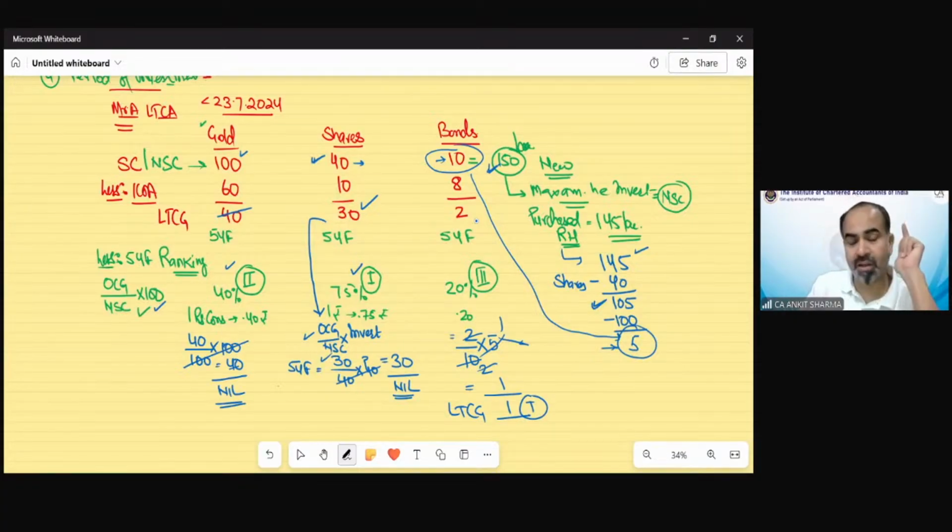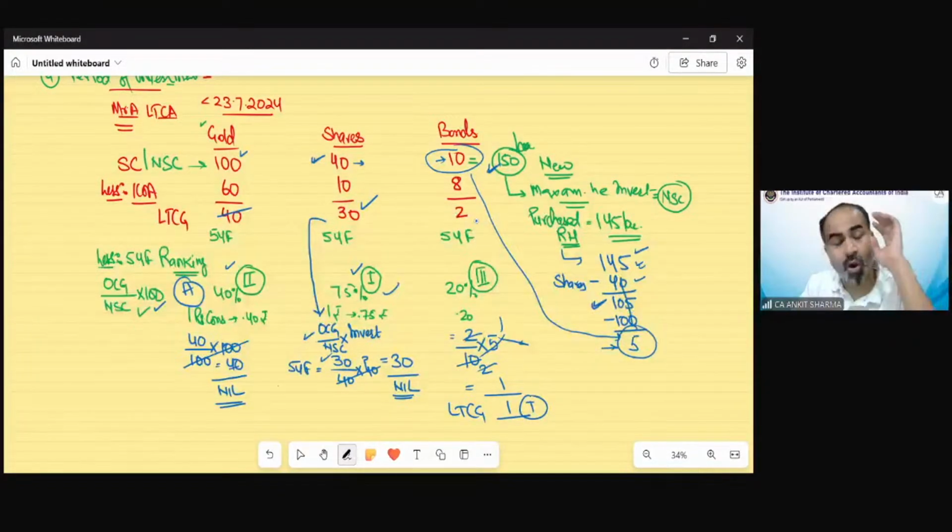Do not forget these two things. First, you have to do the ranking. And whenever you are giving exemption rank-wise, please reduce this value. If you do not reduce it in the paper, you might write down the full 10 lakh over here, and in that case your answer would be wrong. In all questions of 54F, the examiner will not invest the full value. If they invest the full value, then in this place there would not be any capital gain. So remember this step in case of section 54F.